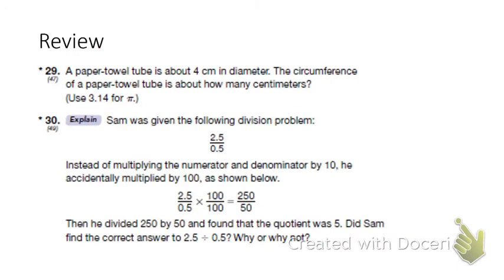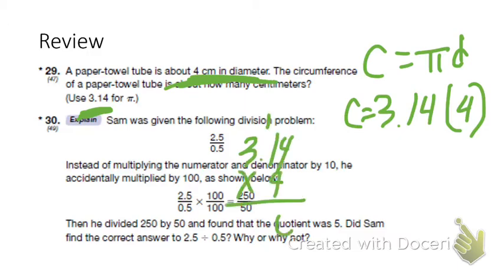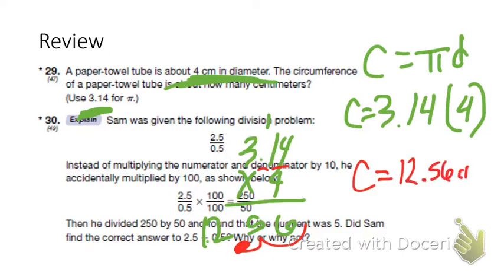Okay, some more review. Number 29, a paper towel tube is about 4 centimeters in diameter. The circumference of a paper towel tube is about how many centimeters? So remember, our formula for circumference is pi times diameter. Okay, it tells us to use 3.14 for pi, so we're doing 3.14 times, and it tells us the diameter is 4, so times 4. So 3.14 times 4. 4 times 4 is 16. 4 times 1 is 4, plus 1 is 5, and then 3 times 4 is 12, and then we have 2 decimal places, so 2. So our answer should be 12.56 centimeters for the circumference.